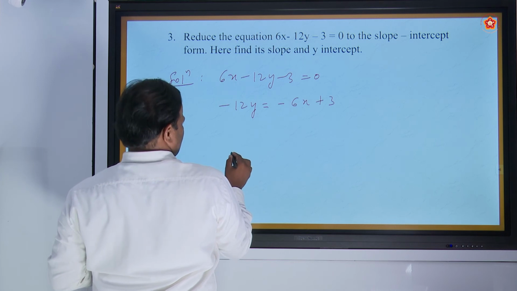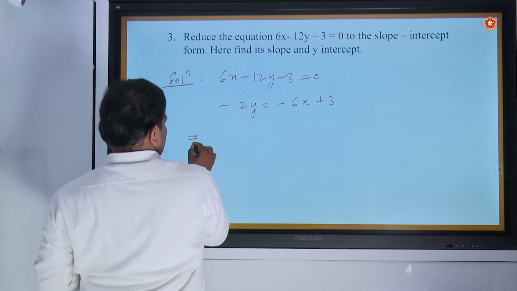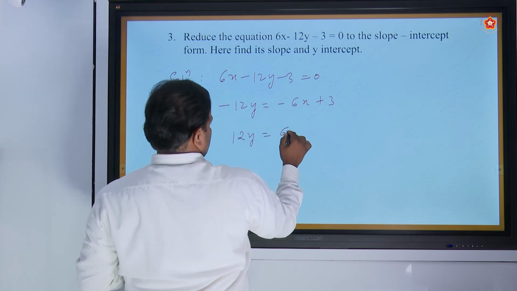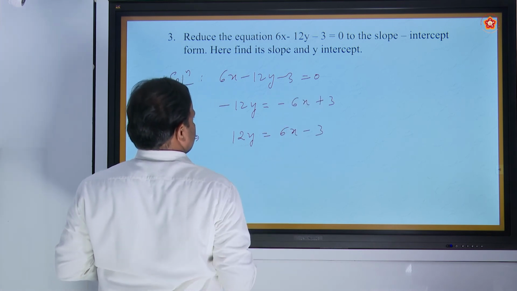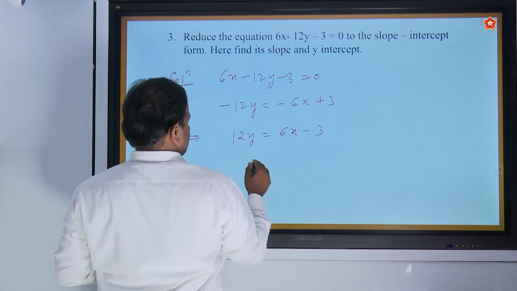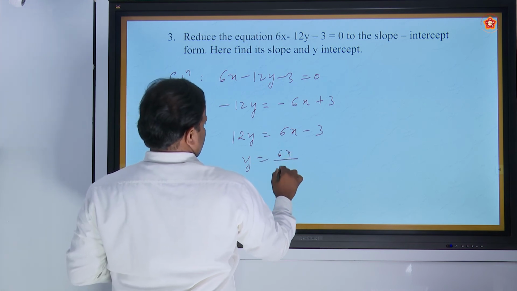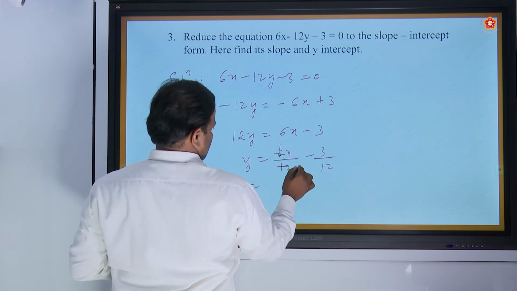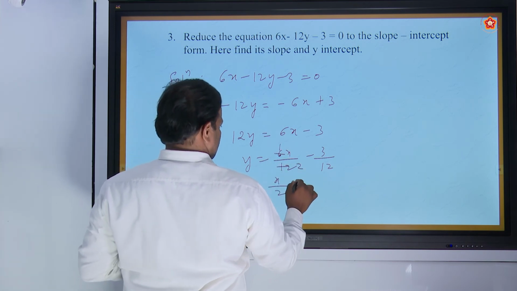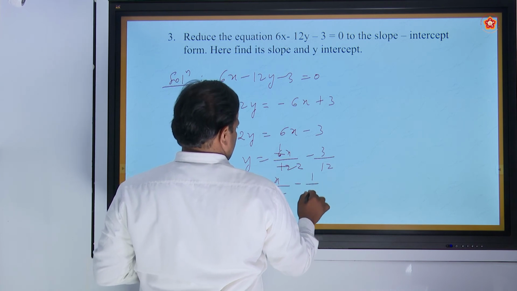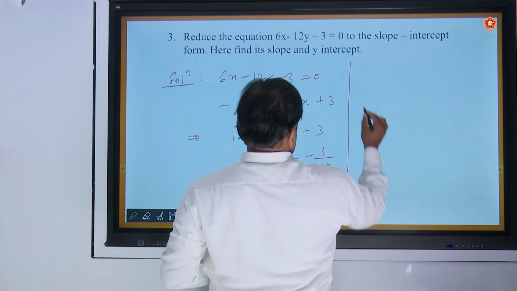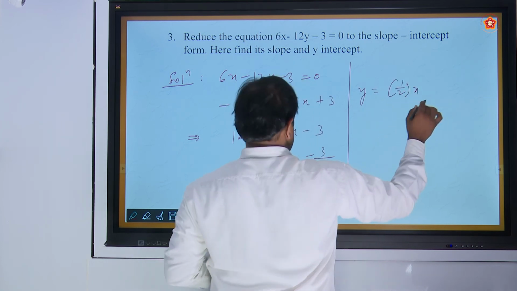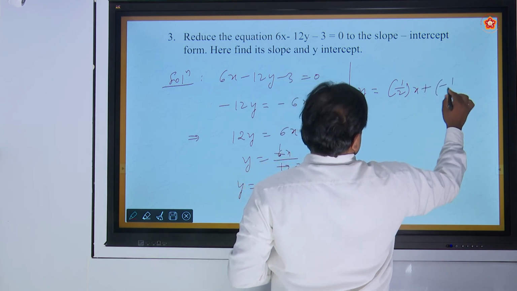Take minus common, better. This can be written as 12y, before taking y, 12 this side. This becomes plus 6x minus 3, taking minus common. Minus becomes plus, minus becomes plus, plus becomes minus. Now what is y equal to? 6x by 12 minus 3 by 12. We can cancel here. 6 1s are 6, 2s are 12, so x by 2. Minus 3 1s are 3, 4s are 12, so 3 by 12 becomes 1 by 4. This can be written as y is equal to 1 by 2 x plus minus 1 by 4.